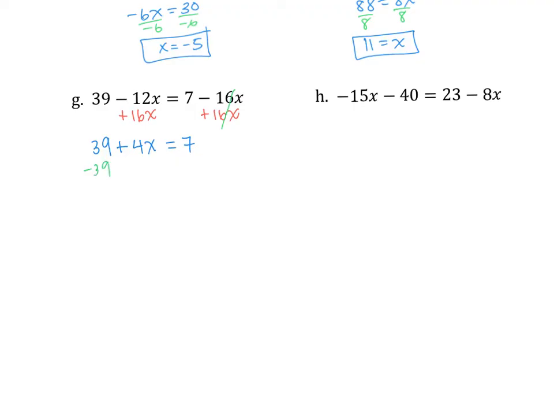Minus 39. Okay, 4x equals 7 minus 39, that's negative 32. Okay, so I got x equals -8, and if your steps are in a different order, we should still get the same answer.